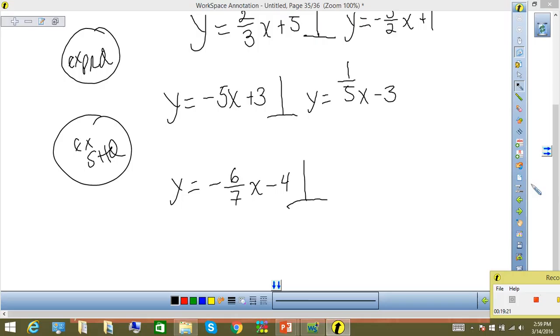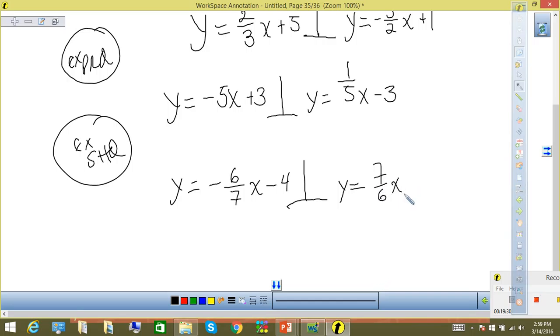Okay, let's see what we got. Azul, what was yours? Y equals 7/6x plus 4. Hands if you agree with that. This is correct. Yes.